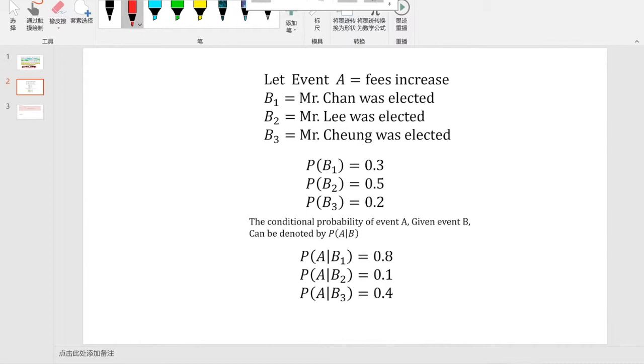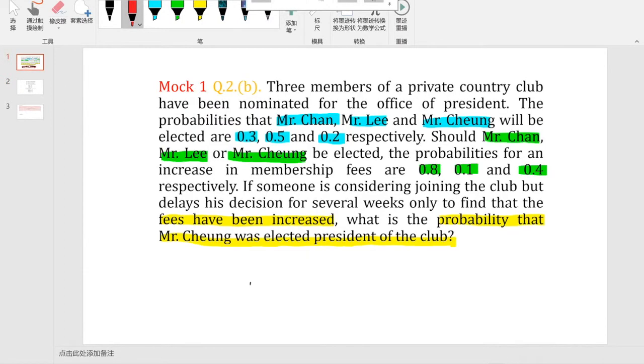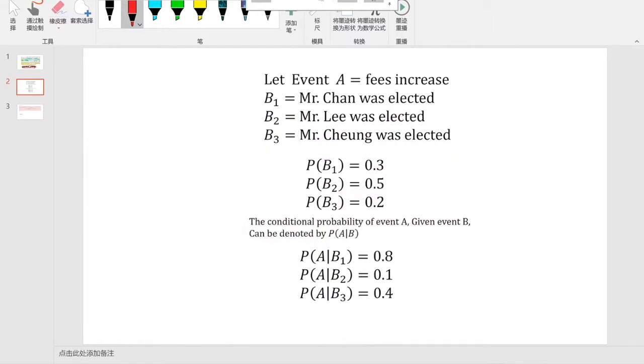First, let event A be fees increase, event B1 be Mr. Chen was elected, event B2 be Mr. Li was elected, and event B3 be Mr. Chung was elected. And from slide 1, we can see the blue numbers. The probability for event B1 is 0.3, the probability for event B2 is 0.5, and the probability for event B3 is 0.2.